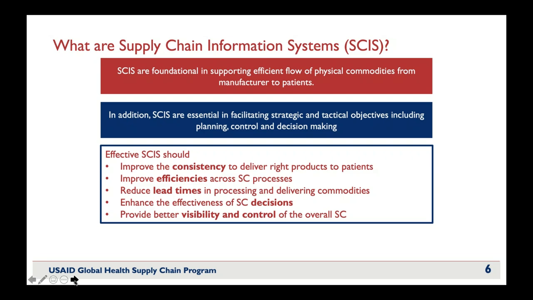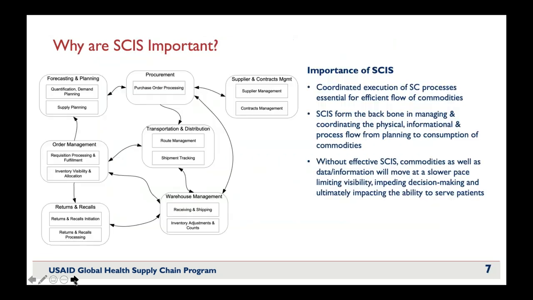reducing a lot of manual work, reducing inefficiencies like lead times or stockouts, by providing data that is really real time, and that helps take better supply chain decisions. And ultimately, it should help us consistently deliver the right set of products to the right set of patients at the right time. That's at a high level, that's really what we said supply chain information should be doing.